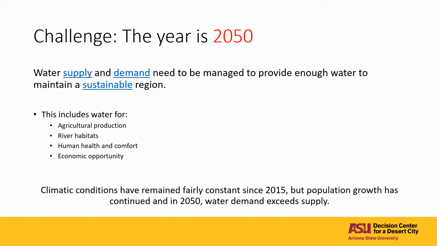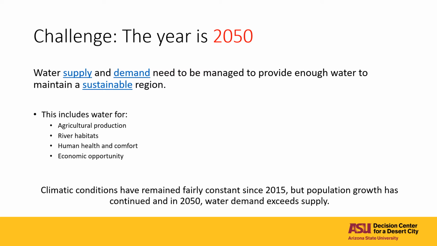Water supply, availability, and demand, usage, need to be managed to provide enough water to maintain a sustainable region. This includes water for agricultural production, riverine or riparian habitats, human health and comfort, and commercial and industrial production.